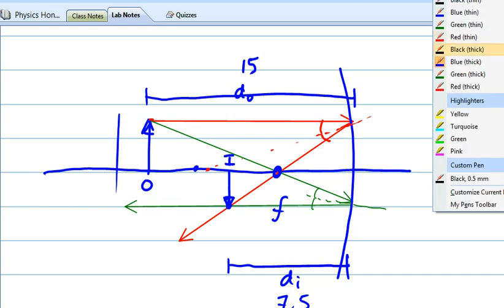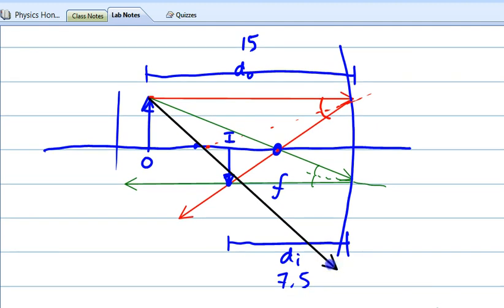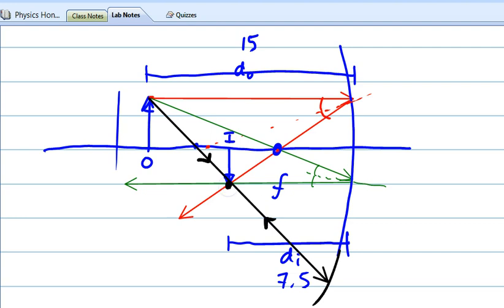I'll do this in a third color. Well, we'll do black for this one. So that means that a ray that starts at the tip of the object that goes through the center, kind of sort of like this, is going to hit the mirror. And I didn't draw the mirror long enough, but you get the idea. It's going to hit the mirror and then bounce back, and lo and behold, it also intersects in the exact same place. So there's the three principal rays.